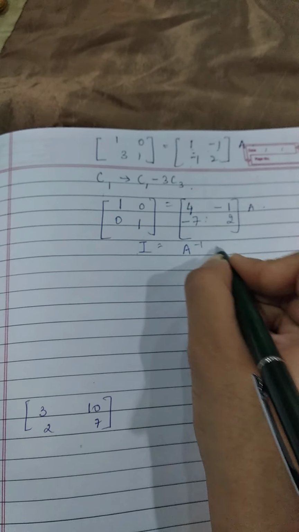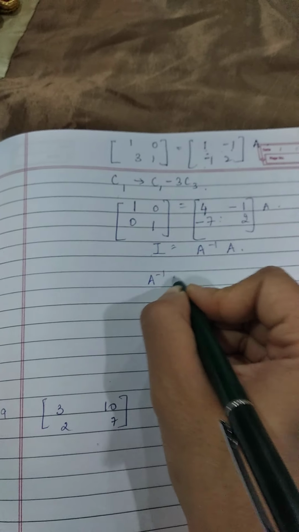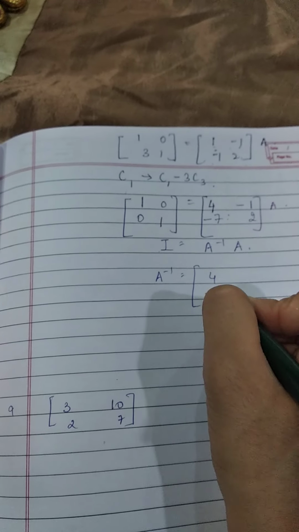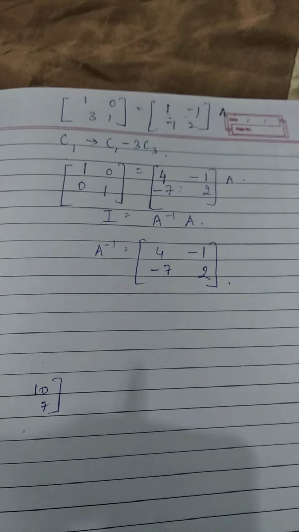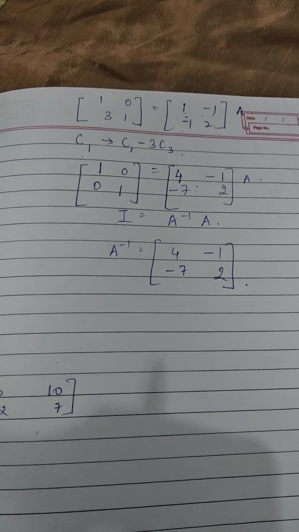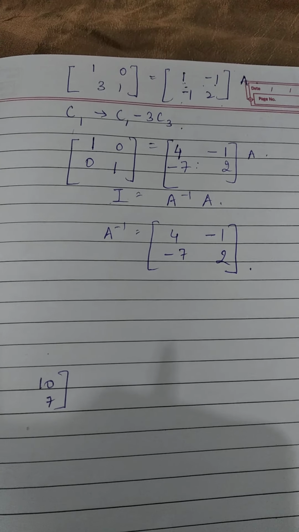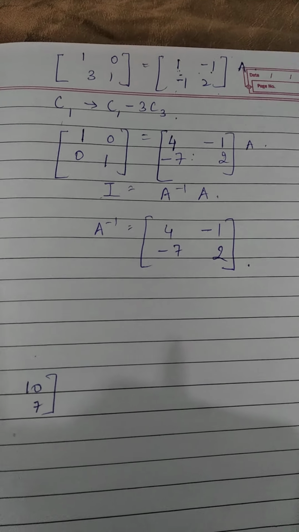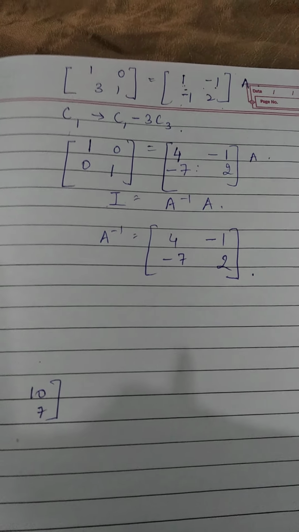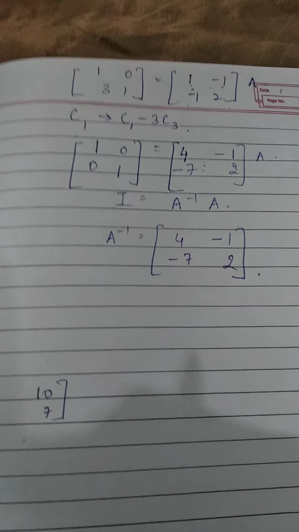This will be the inverse. So what is the inverse using transformations? It's 4, minus 7, minus 1 and 2. Right? I hope it's clear to you students. You can use any way, but your final answer must be the same. So you can use any of the other transformations which you feel is more comfortable to you.